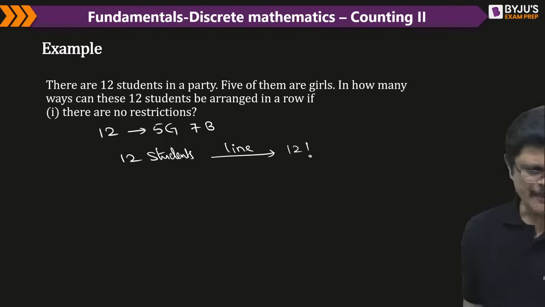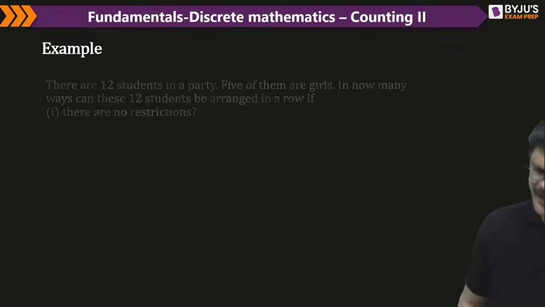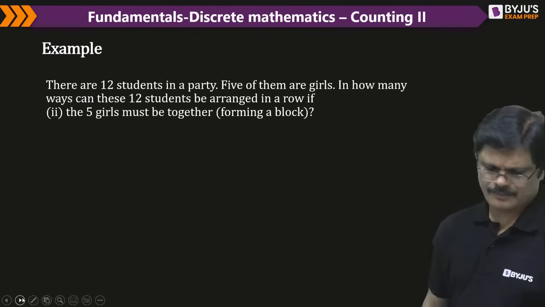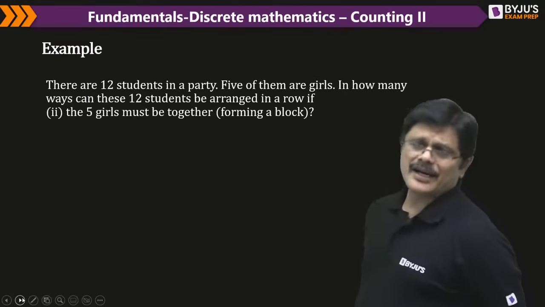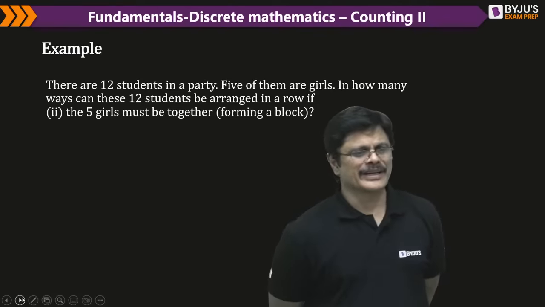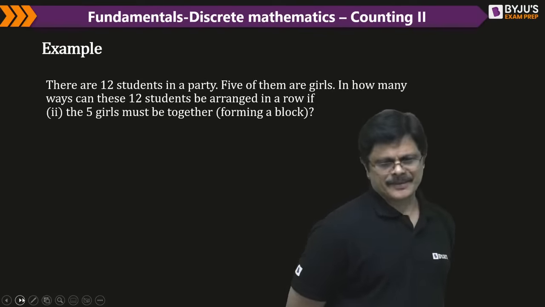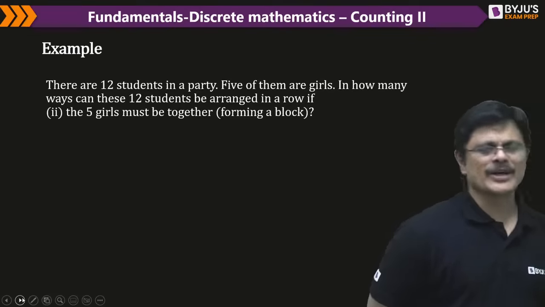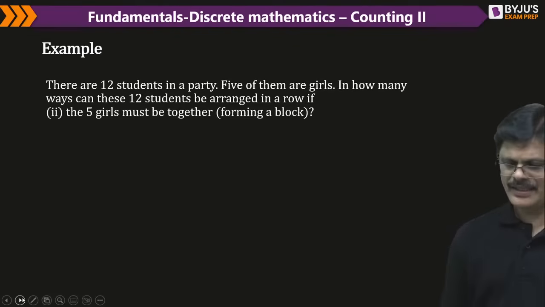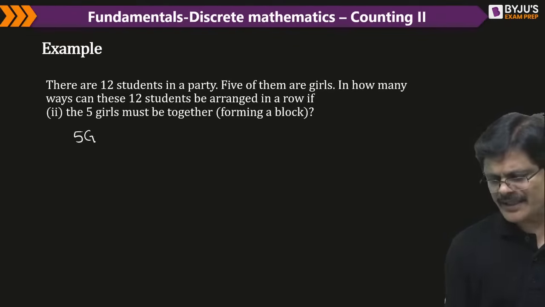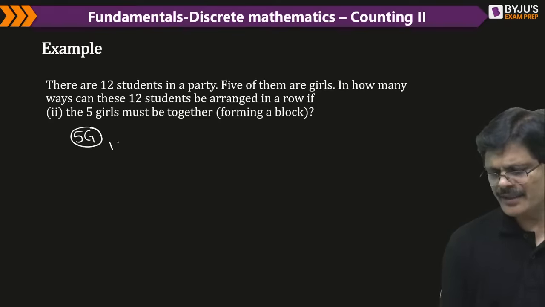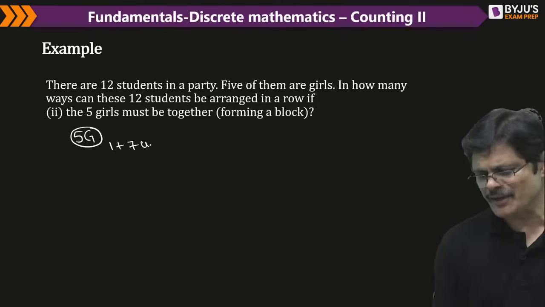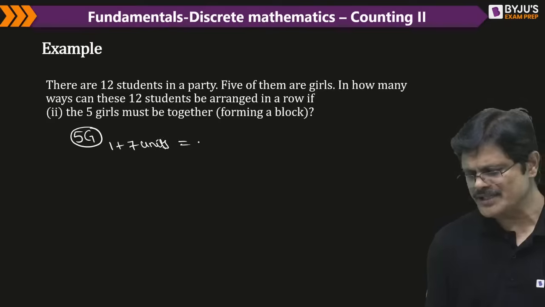So no restriction, happy situation. What if I put a restriction? Now here I want the 5 girls to be together. 5 girls are there, 7 boys are there. I want 5 girls together. So when you want 5 girls together, they are like 1 unit. Remaining 7 boys, they are 7 units. Total 8 units you are arranging.